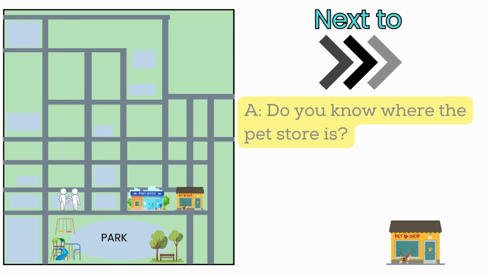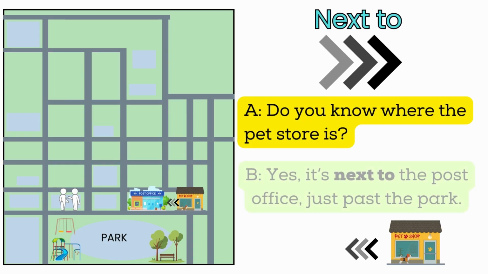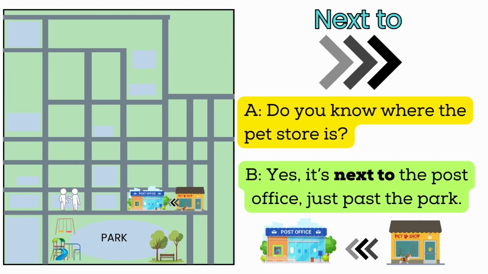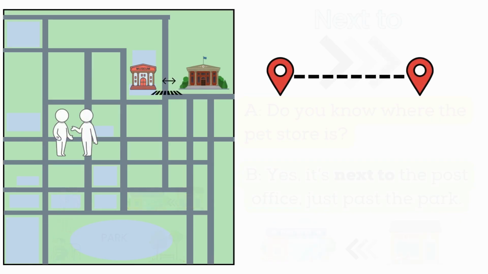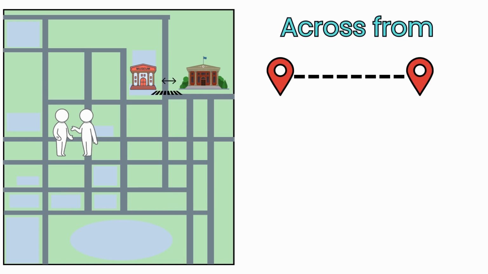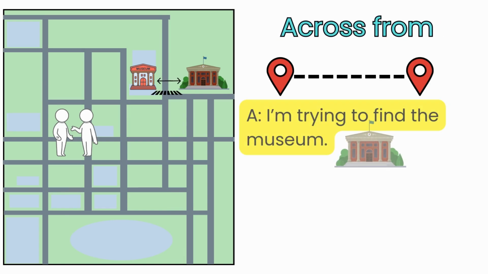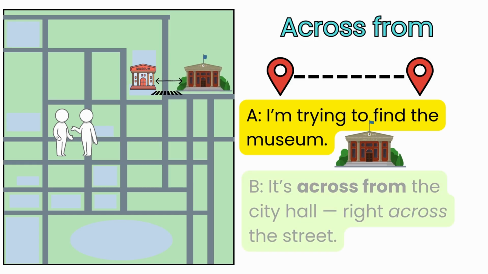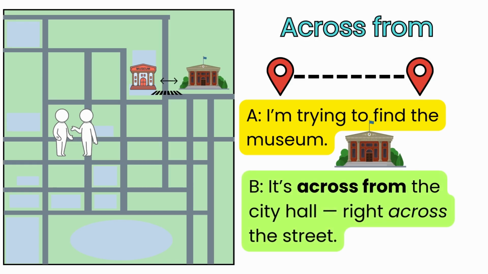Next to. Do you know where the pet store is? Yes, it's next to the post office, just past the park. Across from. I'm trying to find the museum. It's across from the city hall, right across the street.